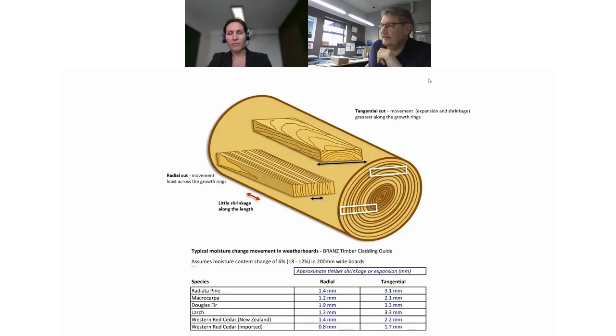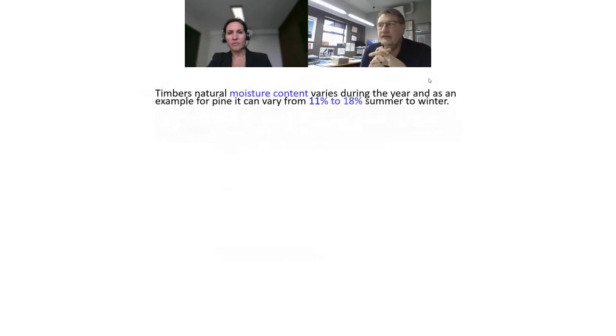So that's just fascinating. And the other thing you need to understand is timber's moisture content varies during the year. As an example, we're just using pine. We're not picking on pine, because this is the data I have, and there's a lot of data on pine. It can vary between 11 and 18% summer to winter. So what I mean is this timber absorbs moisture and it desorbs moisture seasonally, monthly, weekly, whatever, but that's what happens with timber.